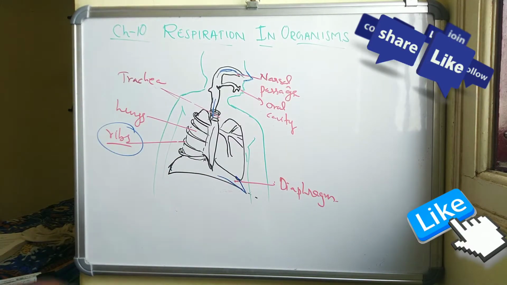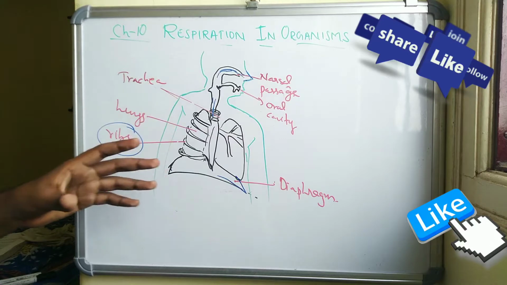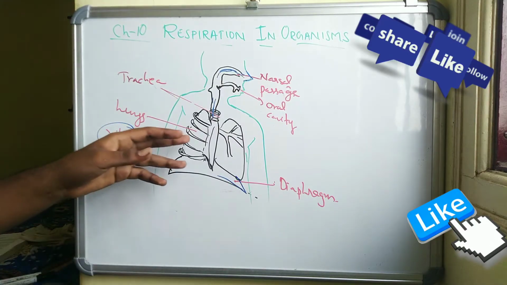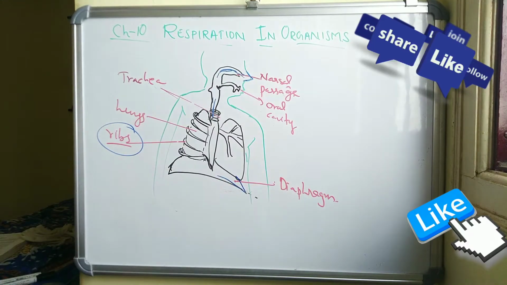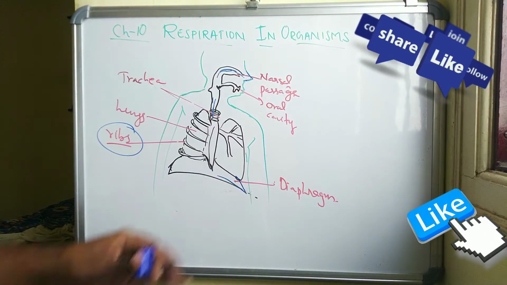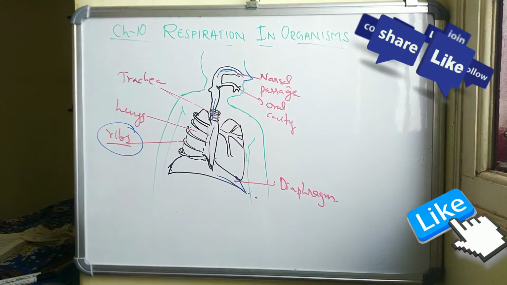Now, in the opposite way, what happens when the lungs release air? It comes to the same position. The lungs contract, the ribs contract, and the diaphragm moves upward, back to its original position. Try to analyze that.